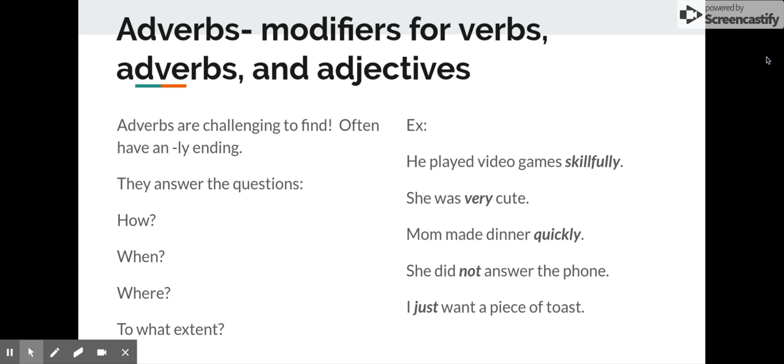She did not answer the phone. Not always is stuck with a helping verb. It's always an adverb. In this case, did. Did and not go together. Not modifies did, therefore it's an adverb.